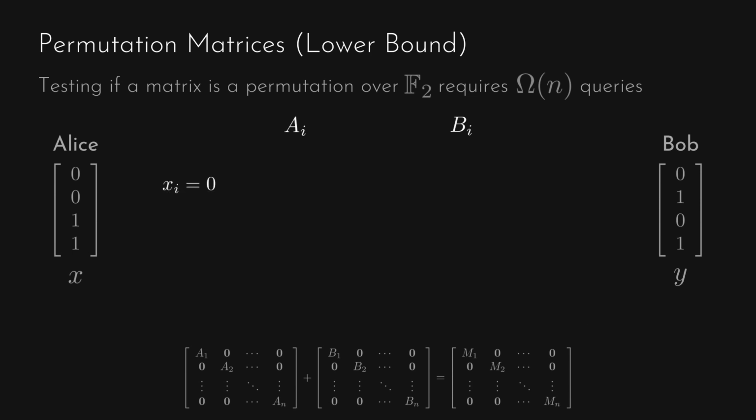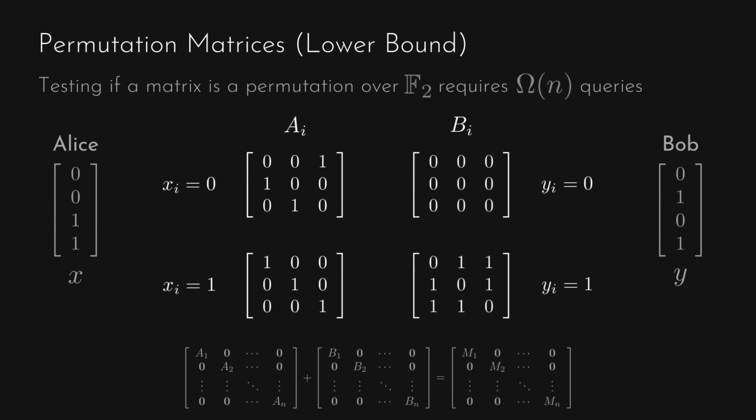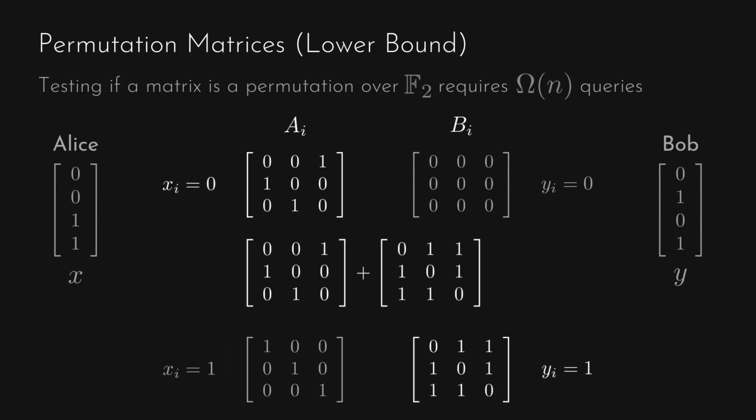If Alice has a 0, then she will add this submatrix to her overall matrix. And if she has a 1, then she will add this one instead. If Bob has a 0, he will add this one, and if Bob has a 1, he will add this one instead. So those are their 4 submatrices. Alice and Bob build their overall matrices using these. And we can directly check that the sum of their matrices over F2 is a permutation if and only if the strings are disjoint. For example, if Alice has a 0 and Bob has a 1, then the sum is this matrix, which is still a permutation.